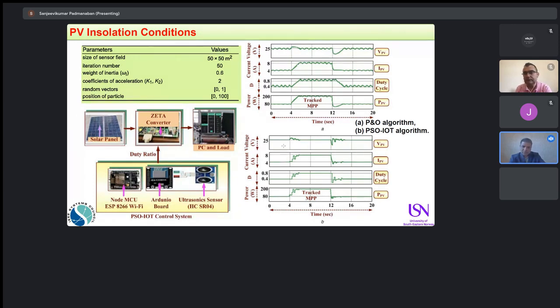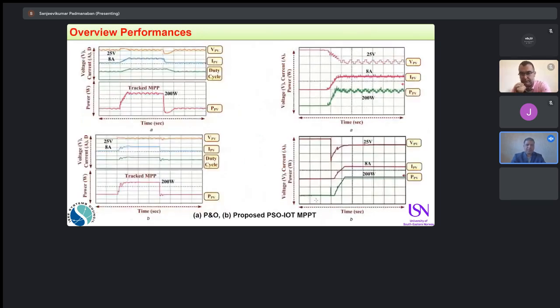And here you can have a look: under all these variations, the power delivered to the grid will always be constant. You can have a look, the power generated from the photovoltaic, we try to keep constant. Current is regulated based on the loads, and the duty cycle varies accordingly. And we are trying to track the maximum power from the photovoltaic systems.